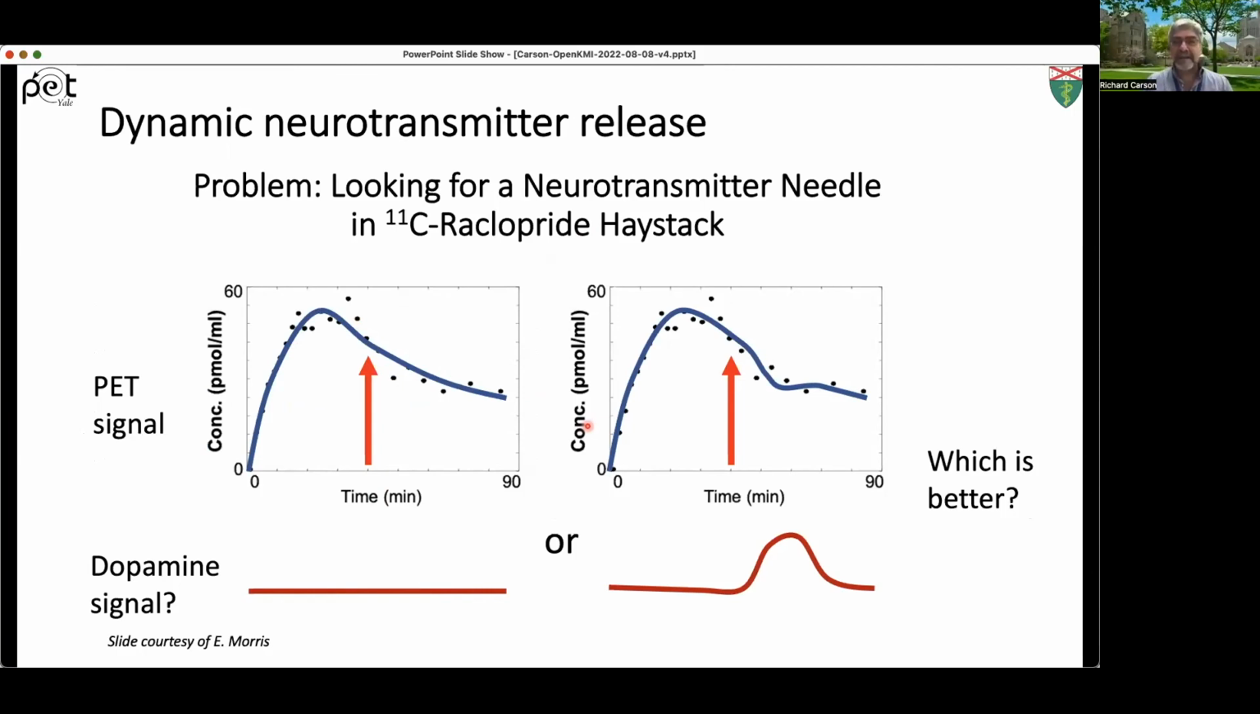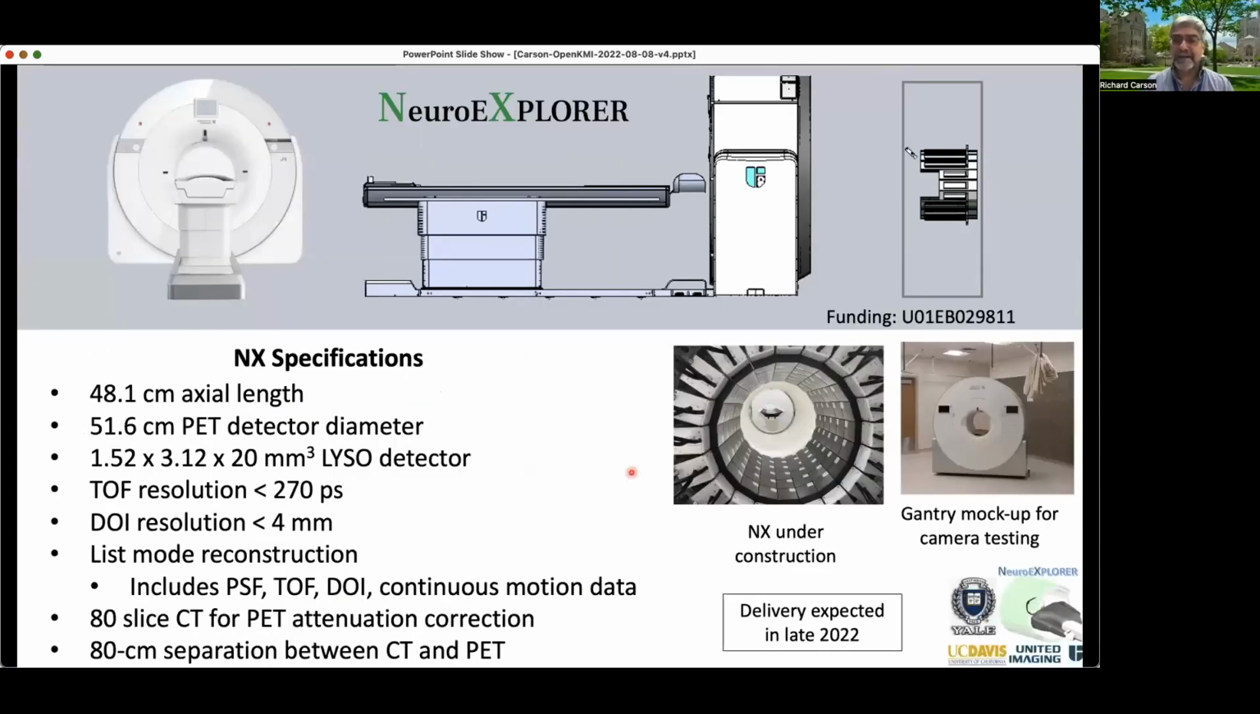This is the scanner we're developing right now, and we're expecting delivery late this year, early next year. It's going to have a big axial field of view around the brain, really inspired by the whole body Explorer work. We call it the NeuroExplorer, the NX. Small detectors, so we can measure fine resolution, very good time of flight, and very good depth of interaction. And we're separating out the PET part from the CT so we can really get in there for those blood sampling studies that we need to be able to do.